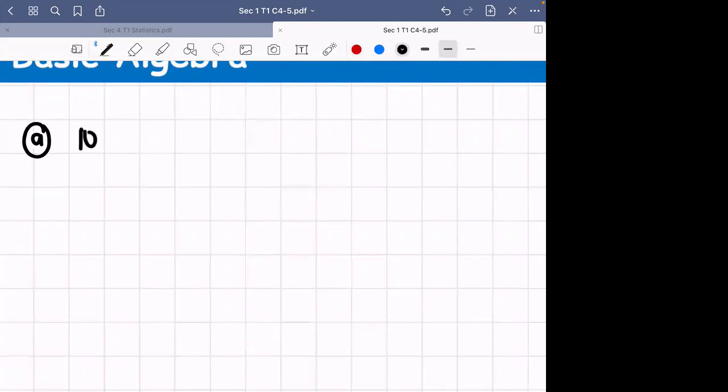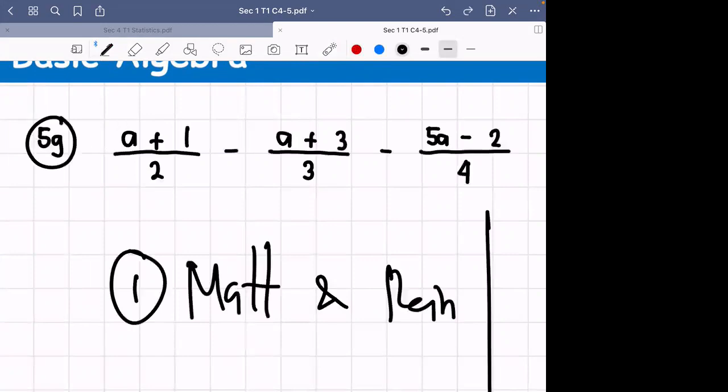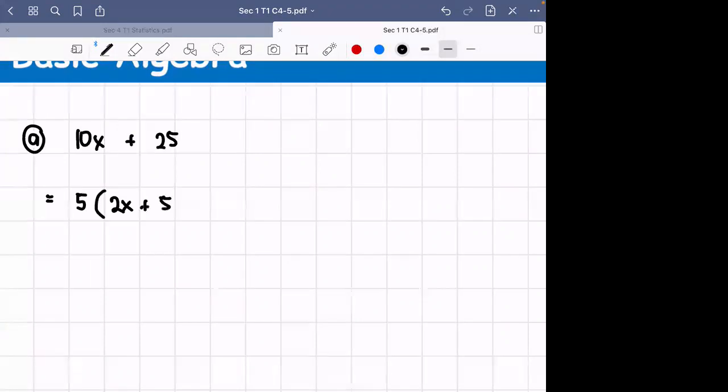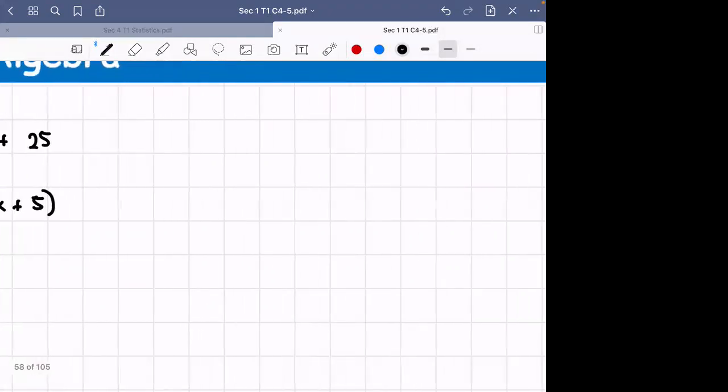For 10x plus, okay, so we have 10x. Everyone got this right, so I don't have any problem with this. The common factor is 5, so this is 5 times 2x plus 5. And then for letter B, some of you didn't use the highest common factor. Always use the highest common factor.